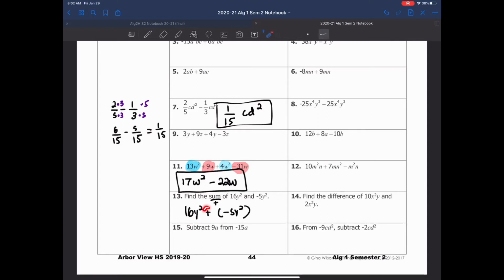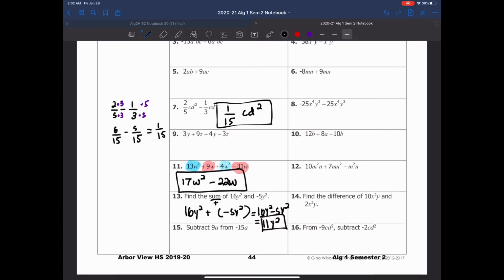Now we know if we're adding a negative, that really means we're subtracting. So I'm going to go ahead and make this a 16y squared minus a 5y squared. These are both part of the y squared team because they both have a y squared attached to them. So we're just going to combine them. 16 minus 5 gives me 11. So my answer is 11y squared.